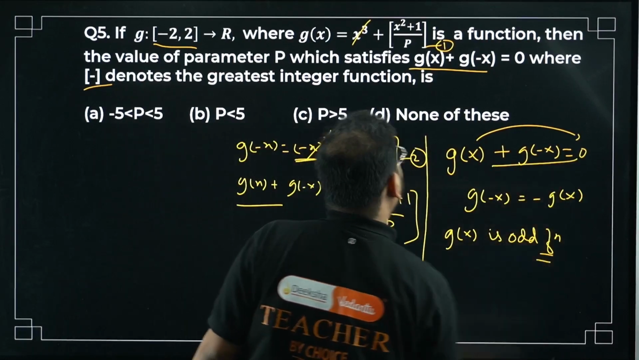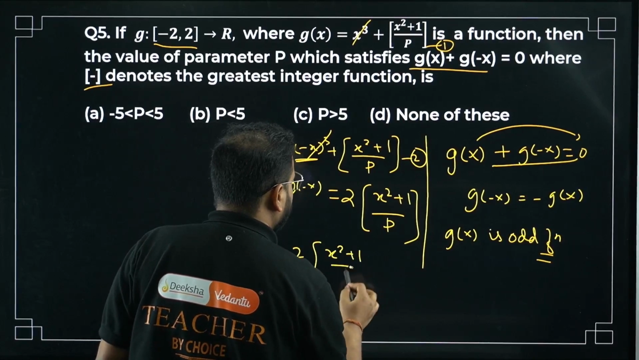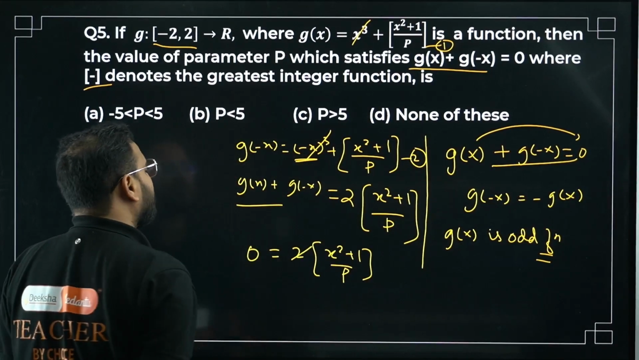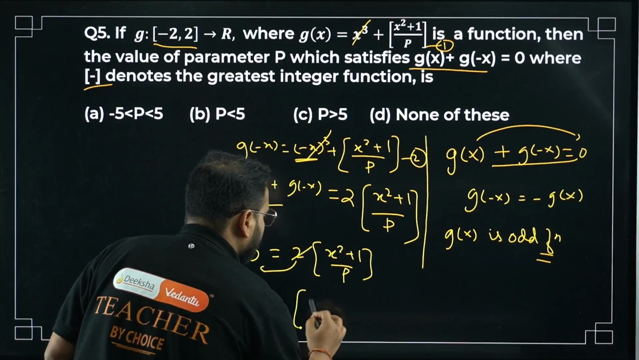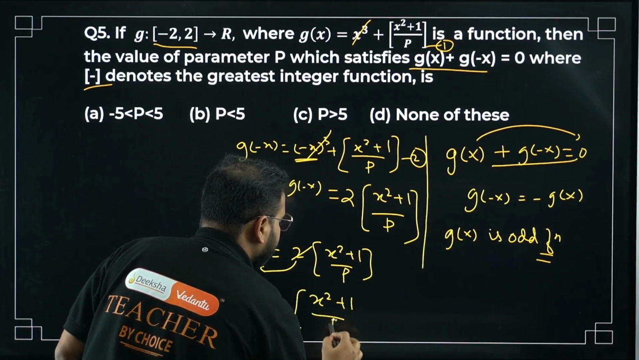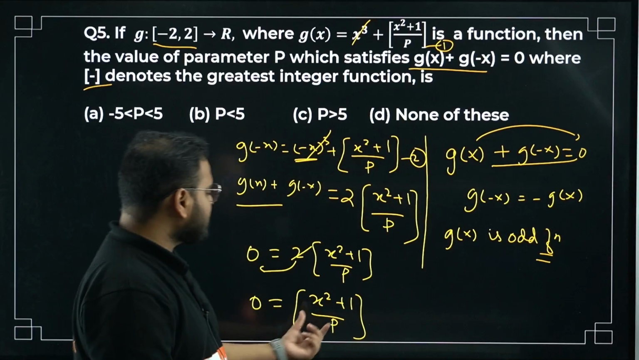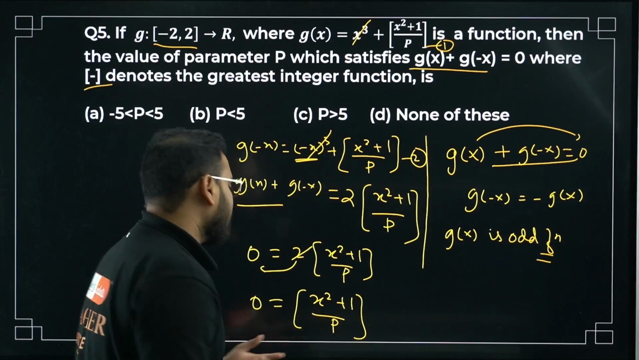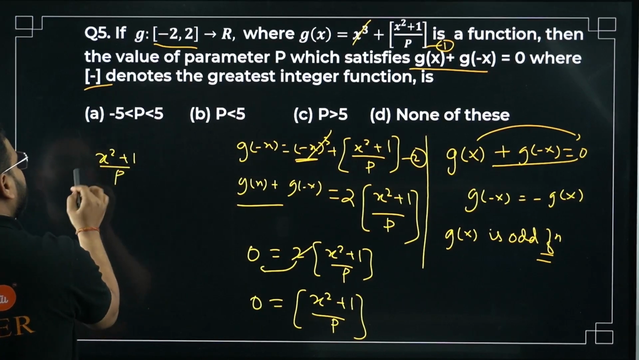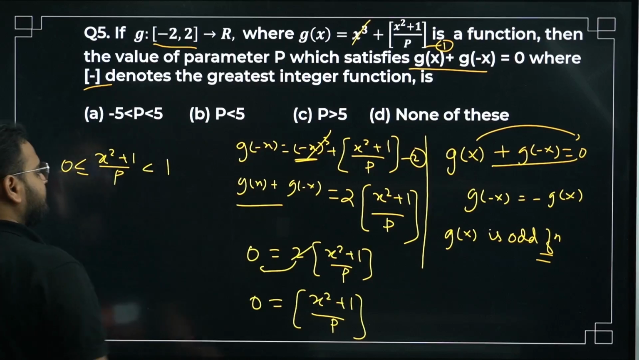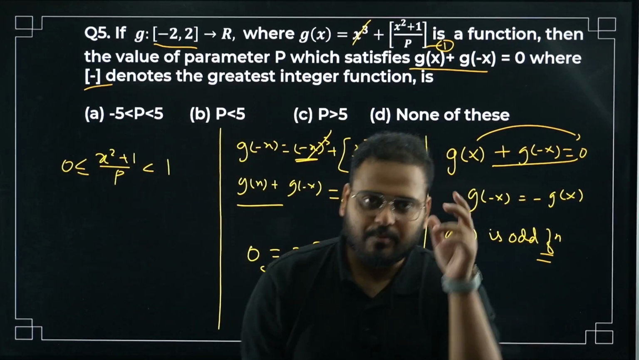Check here, 0, write this, 0 equals to 2 times of x square plus 1 by p. 2 can be removed from here, I can bring this on this side, no? Okay, so simply write 0 equals to x square plus 1 by p. Okay, chaliye. So what we're getting from here, when can this become 0 bachcha? If this whole thing, x square plus 1 by p is lying between 0 closed and 1. How come sir? 0.5 in the greatest integer function. 0.5, write it like this.